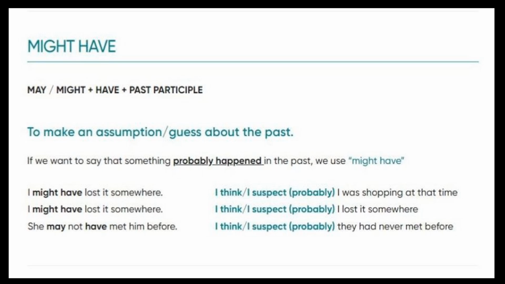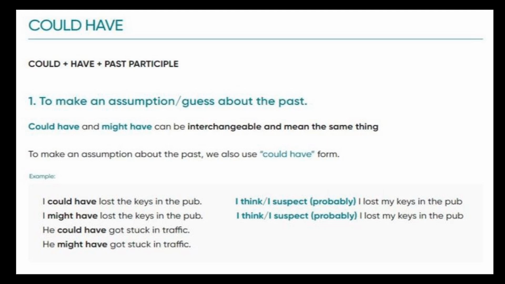She may not have met him before. That's what I thought, or I suspected. Probably they had never met before. Could have. To make an assumption or guess about the past. Could have and might have can be interchangeable and mean the same thing. Example, I could have lost the keys in the park. I might have lost the keys in the park. Okay, so you just suspect or you thought he could have got stuck in traffic. He might have got stuck in traffic. The same meaning.